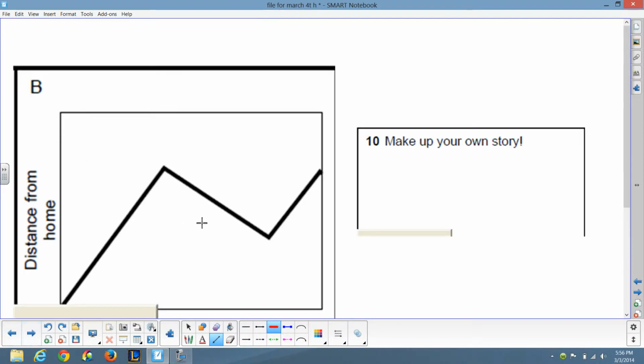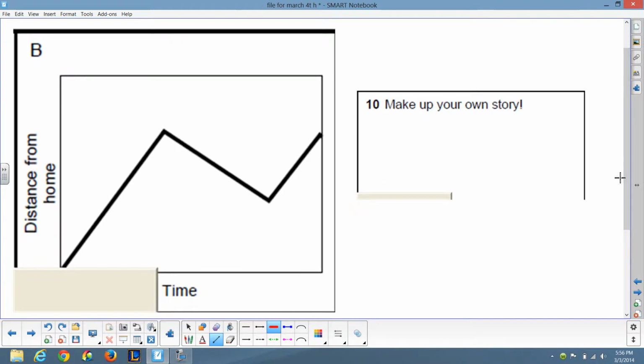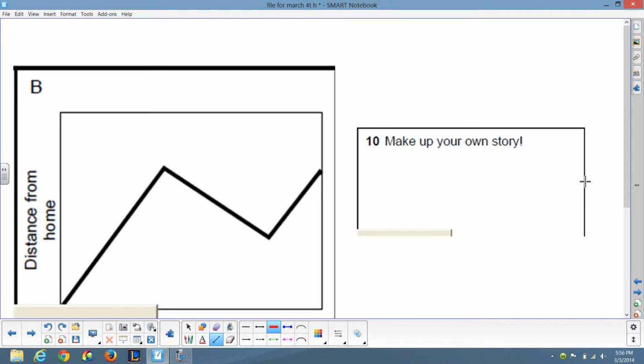Now B, I've also done for you. B, we don't have a description for, so it's number 10, make up your own story. Now, I don't need for you to do that right now. You can make up your own story later on. We'll have time for that set aside at the end of the class.